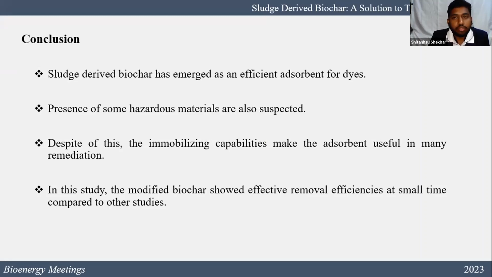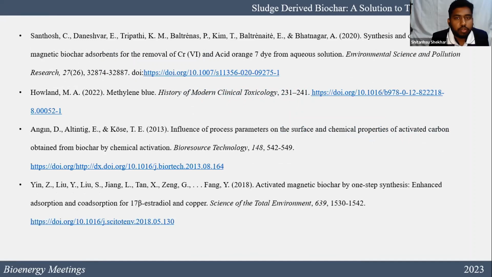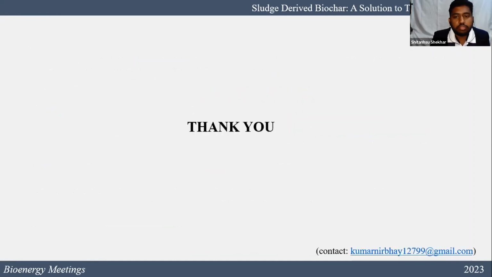Based on the results, it removed 90% or more of the dye, one of the textile dyes, from the water or the aqueous solution. So we can say that the modified biochar compared to raw biochar can be used as an effective adsorbent for the removal of textile dyes. These were my references for my presentation and some of my research work. So thank you.